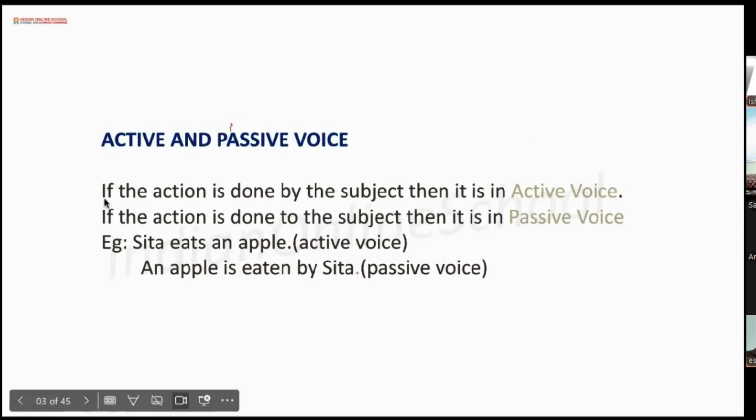Okay. In the active voice, the action is done by the subject. So we know all the subject and the object in a sentence. We all know now? Yes, ma'am. When the action is done by the subject, it is called active voice. And when the action is done to the subject, it is called passive voice.